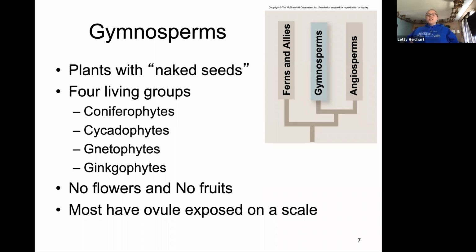Also, these are species that tend to produce a cone, and so it might be a little bit easier for you to think about this, because when you have a cone, each of those cones has individual scales on it, and that ovule, that egg cell, is going to be on each scale.